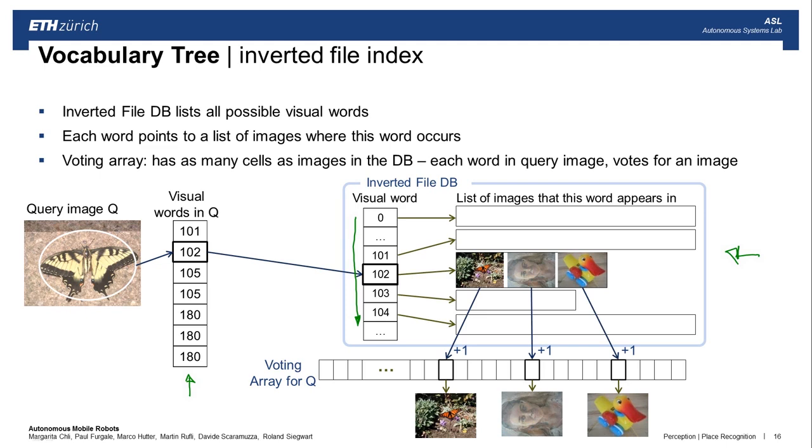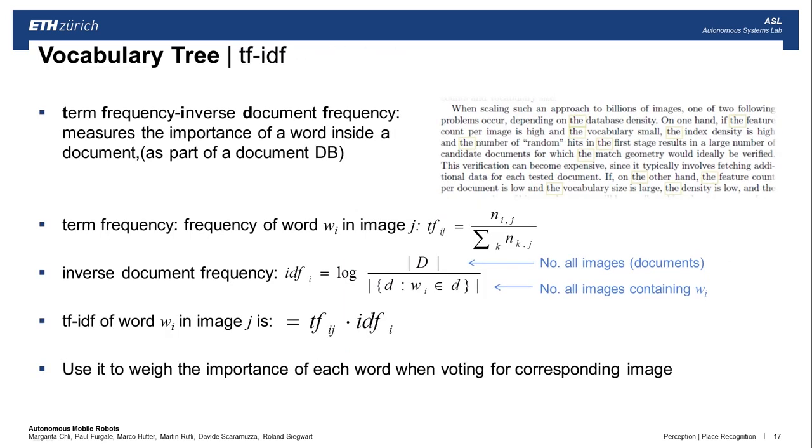In this way, we can see how each word in the query image Q can vote directly for an image in the training database. Now, some words are more important than others, as is the case in text retrieval. For that reason, we use the term frequency, inverse document frequency, to weigh different parts of the voting array with a different weight.